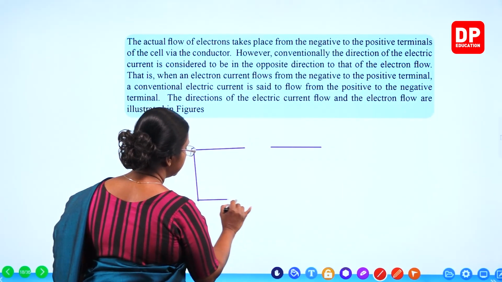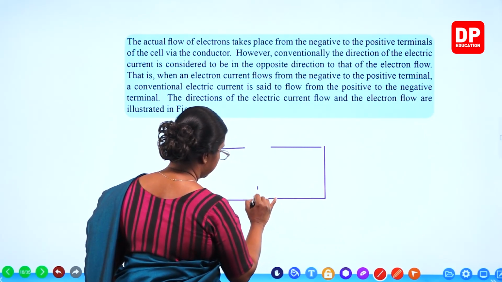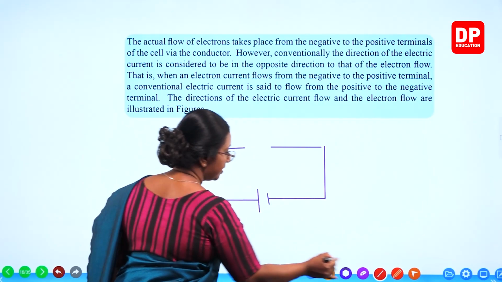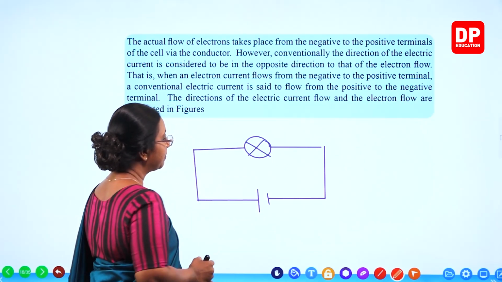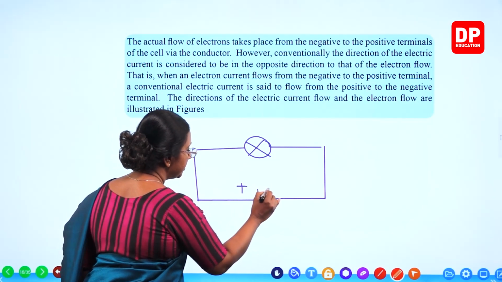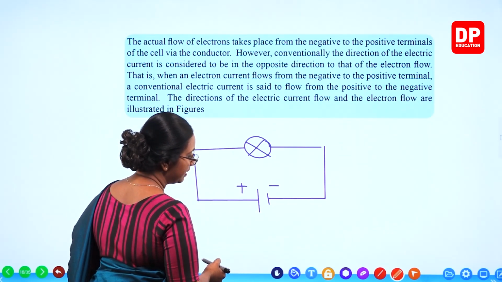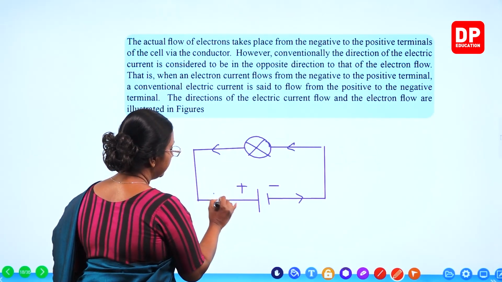So here we have a dry cell, and let's say we have a bulb, and this is a conductor. So this is the positive terminal, this is the negative terminal. Here electrons will flow in this direction.